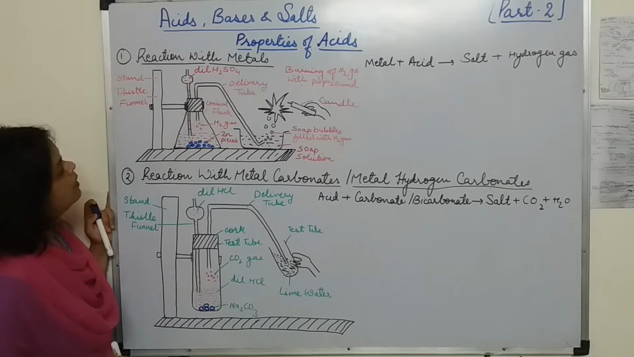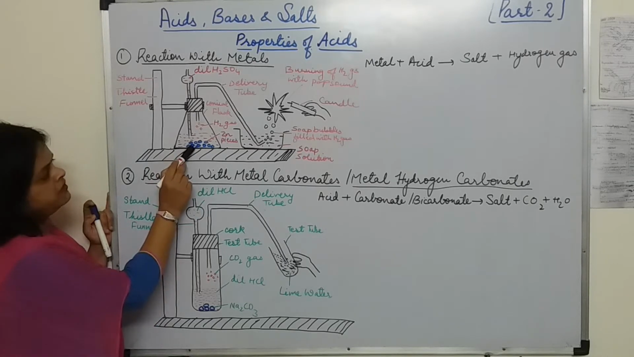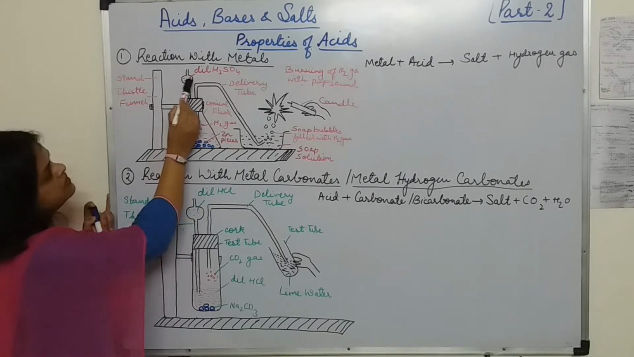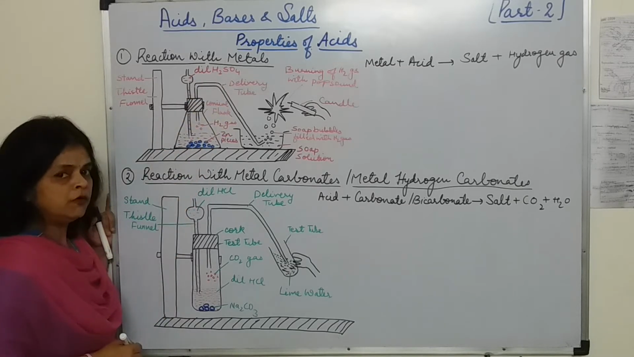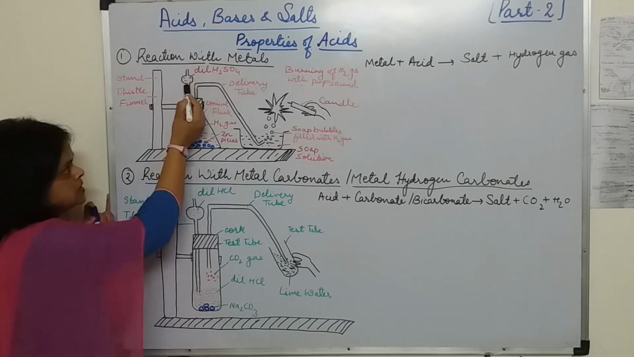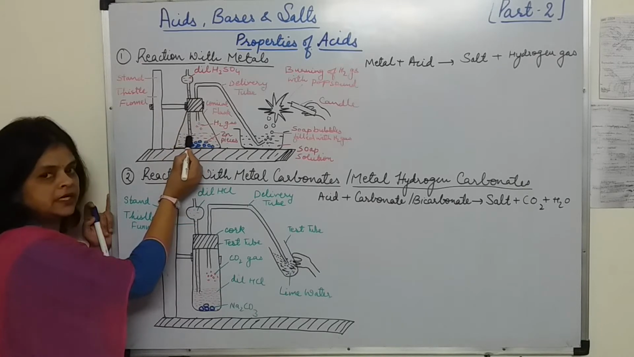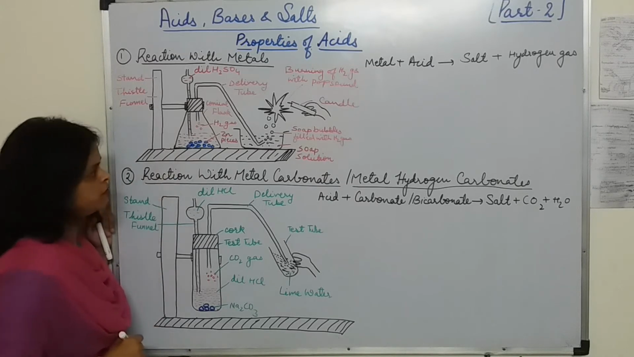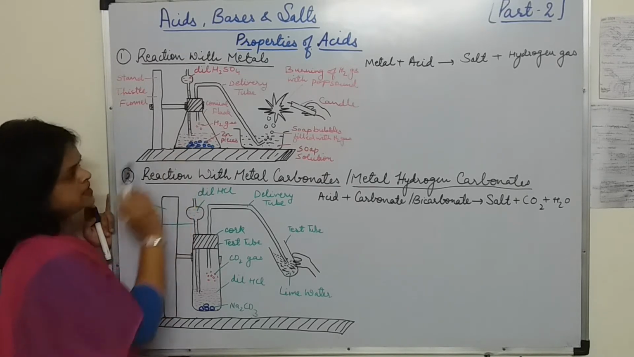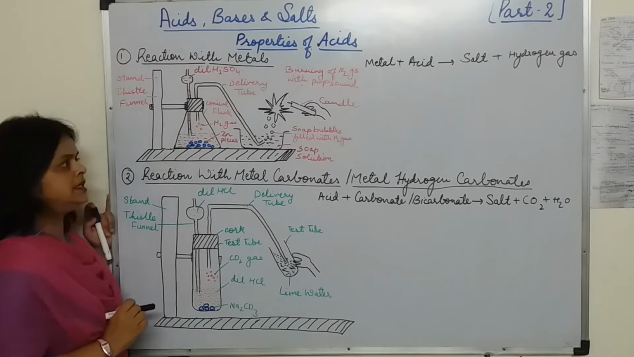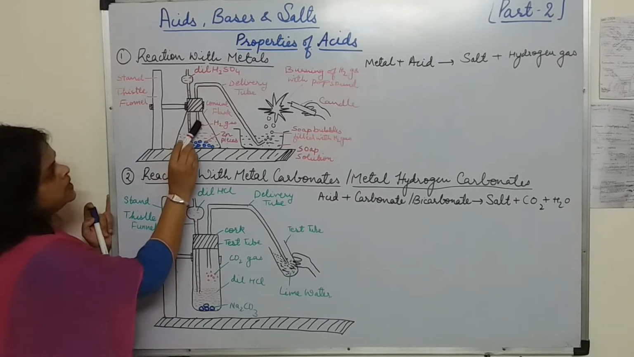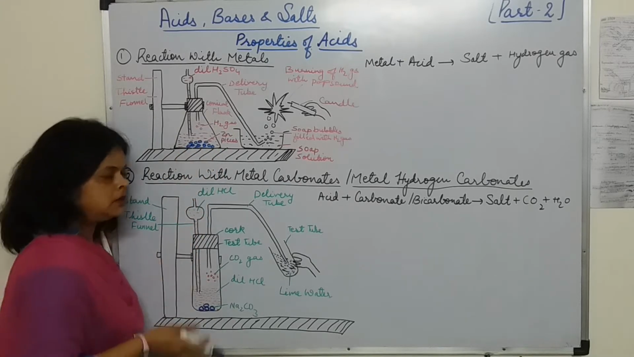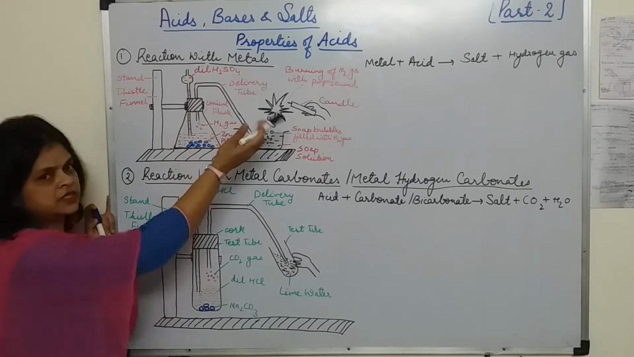Now what we are doing: in this conical flask we have taken zinc pieces, and with the help of this thistle funnel we are adding dilute H2SO4. Through this thistle funnel dilute H2SO4 is coming inside the conical flask. Now this end is dipped inside the dilute H2SO4. Now the reaction takes place between dilute H2SO4 and the zinc pieces. After this, one gas is formed. I have written hydrogen gas, but in the beginning I don't know which gas it is. Afterwards we will check it.